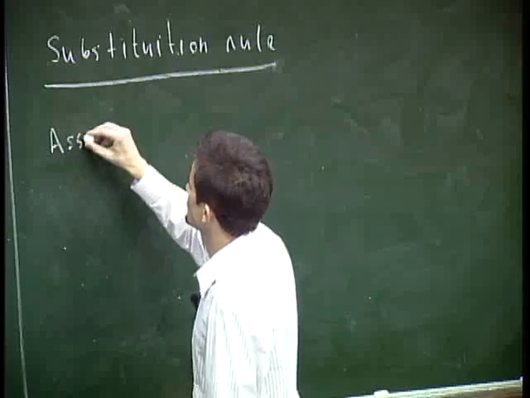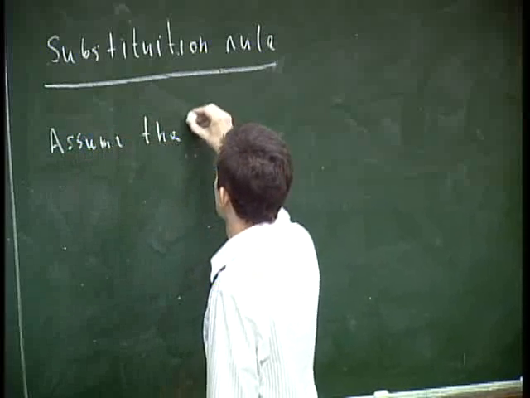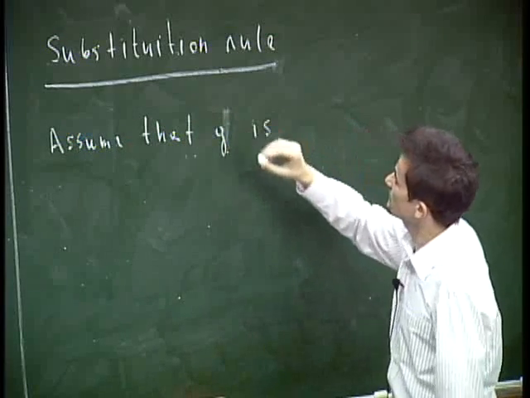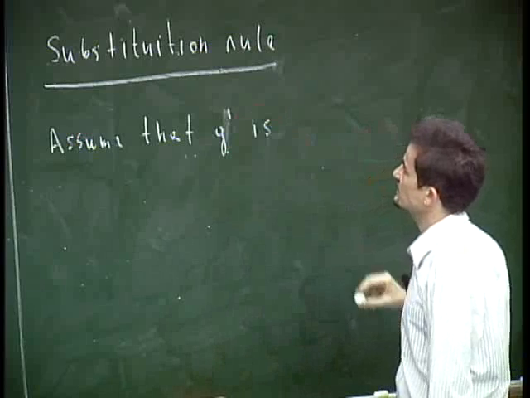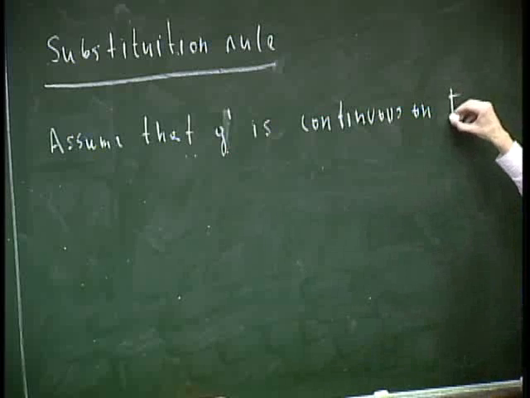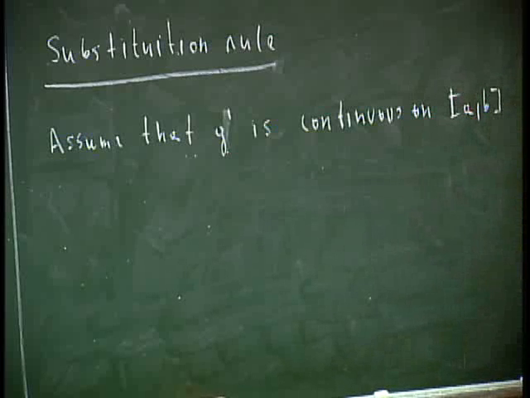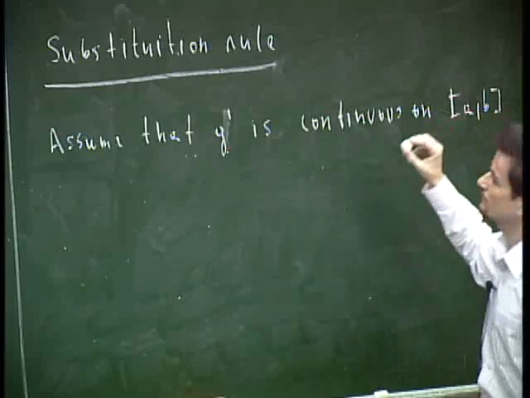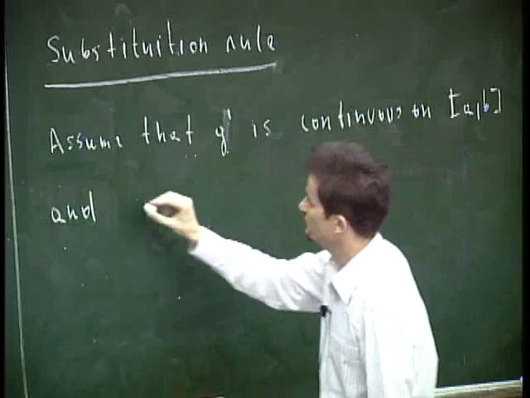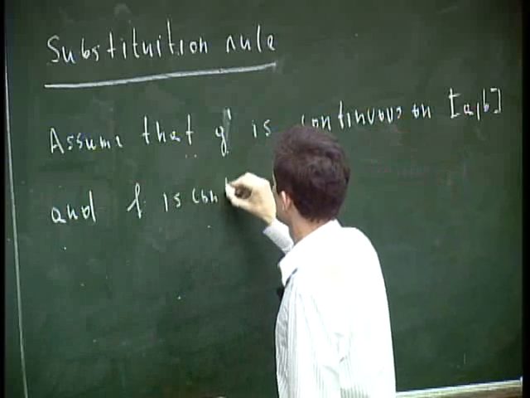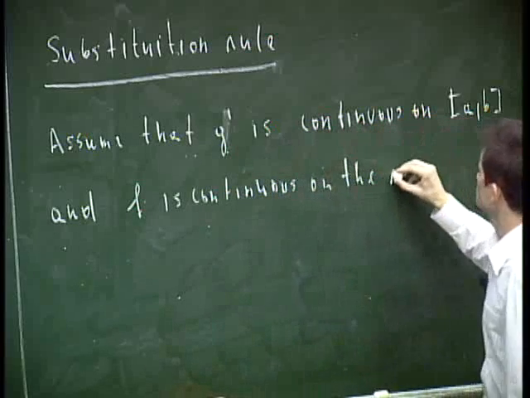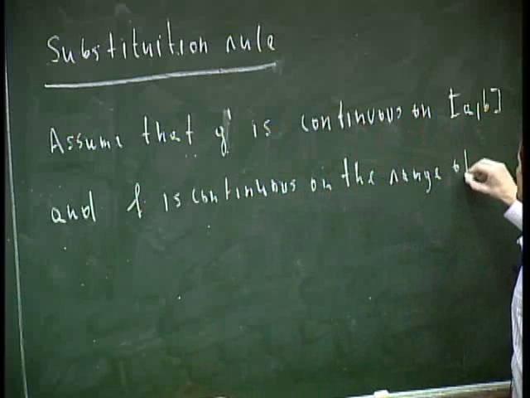So assume that g is such that the derivative of g exists and is continuous on [a, b], and f is continuous on the range of g.